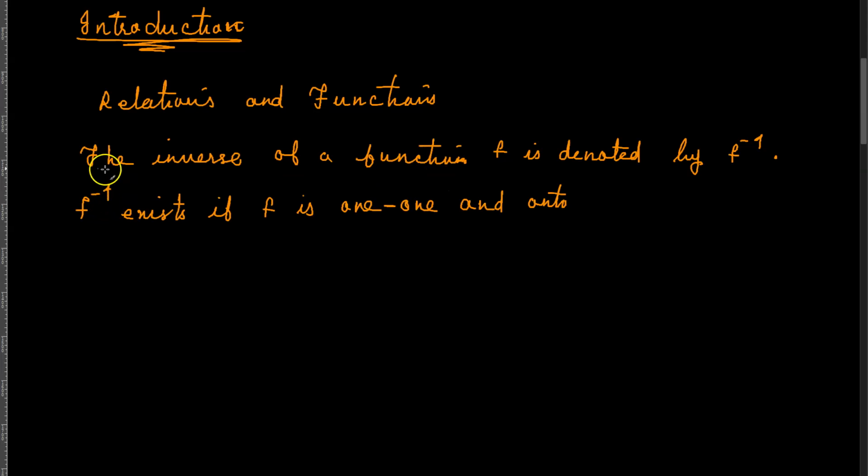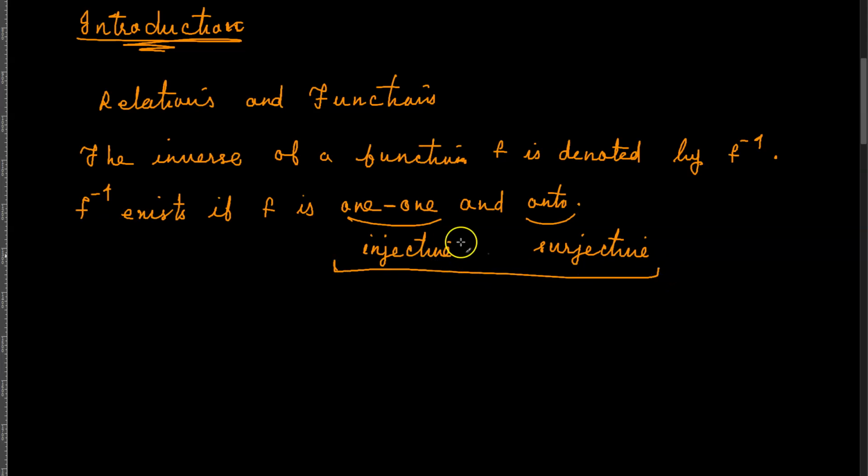And we called the inverse of the function f, f inverse, and we said that f inverse exists if f is 1-1 and onto. We said that 1-1 means basically injective, and we said that onto means surjective, and when both of them are the case, we said that the function is injective and surjective, meaning that the function is bijective.